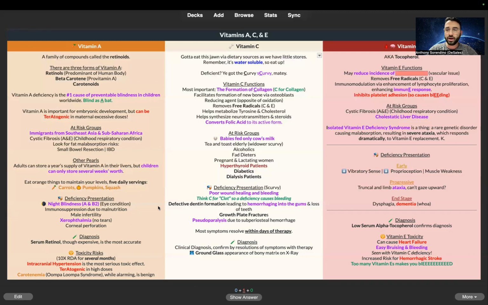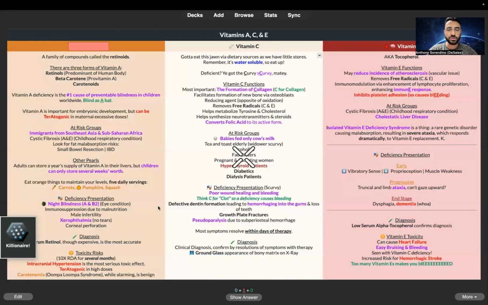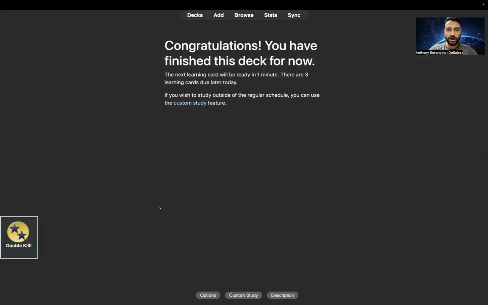May reduce incidence of atherosclerosis. 5 daily servings of your pumpkins. Let's talk about iron containing, especially those in acute pediatric ingestions. Vitamin A, and that's it. So we'll have 3 more cards that show up in a bit.